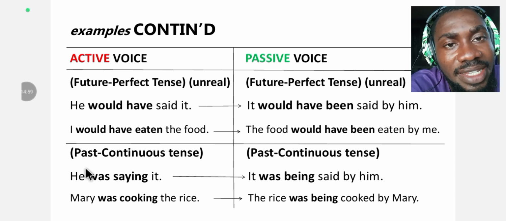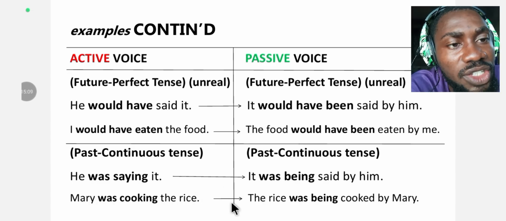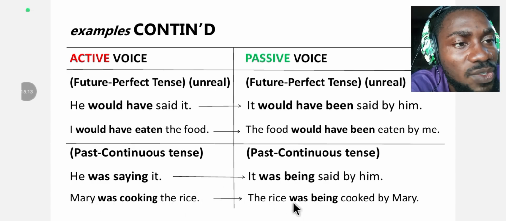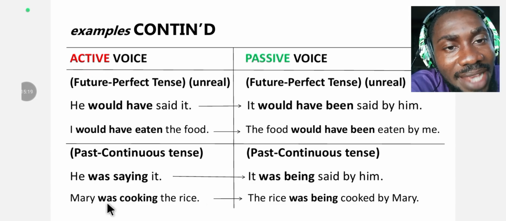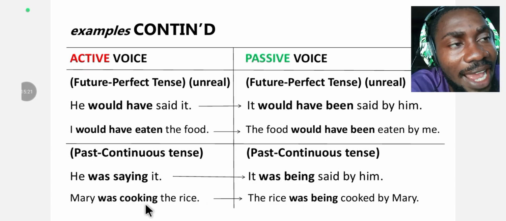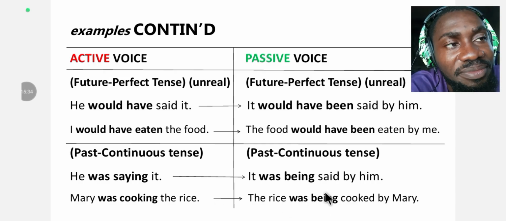Past continuous tense. Looking at the next example we have here under the active voice, still under past continuous tense: Mary was cooking the rice. Converting this to a passive voice, it says, the rice was being cooked by Mary. Remember the tense. What is the tense? Past continuous tense. Was is past. Continuous, cooking, the ing form. Let's look at the passive that we converted. Rice was is here, and the being ing form, and not the en form. Tense maintained, which is the past continuous tense.